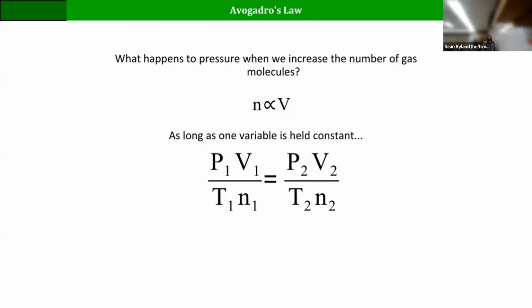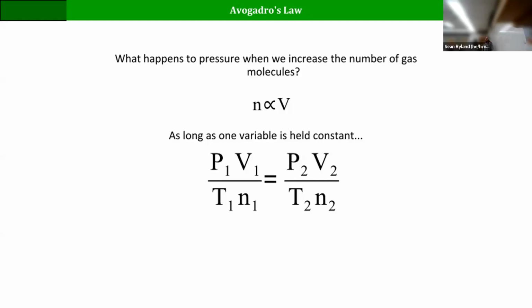So if moles is constant, then N disappears from the equation. If pressure is constant, then P disappears from the equation. But moles are proportional to volume, so what does that mean for volume? If you double the number of moles and pressure is constant, then the volume should double.